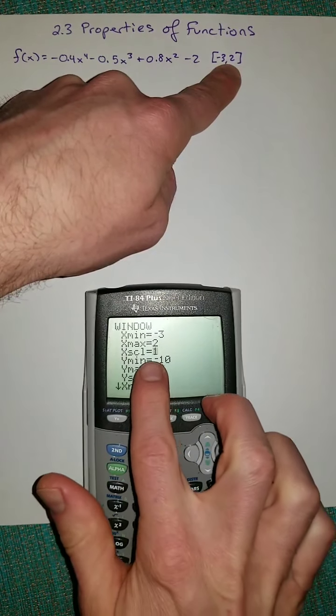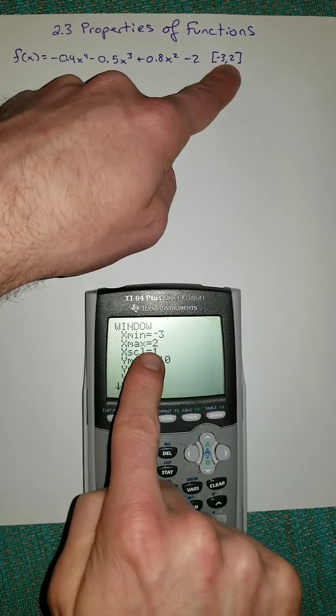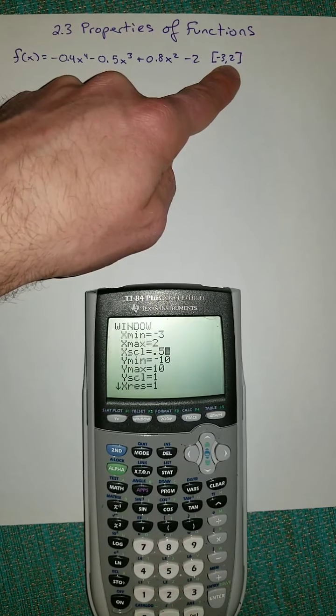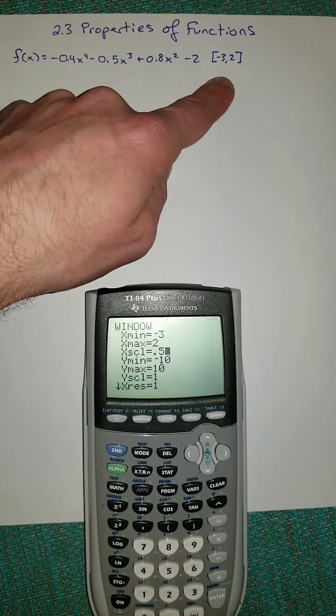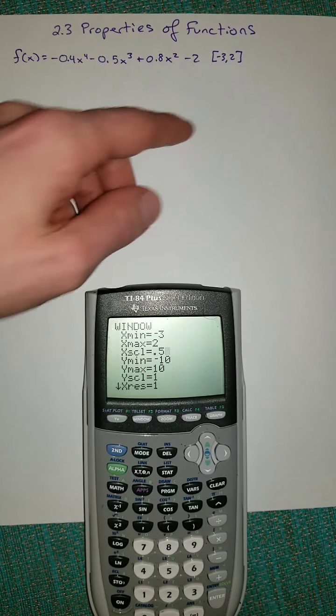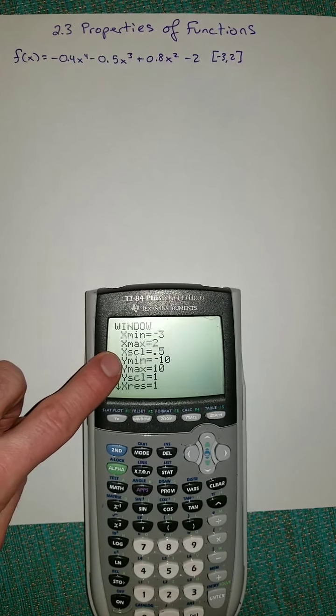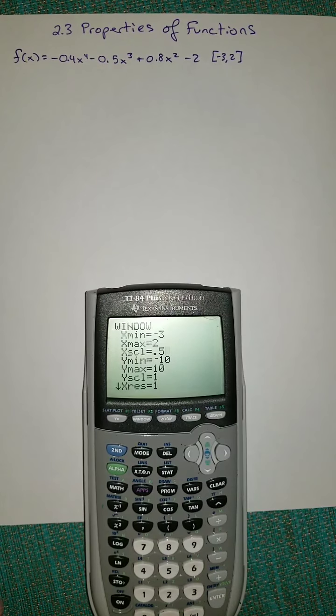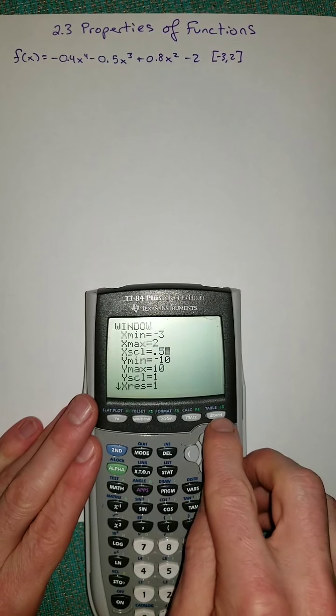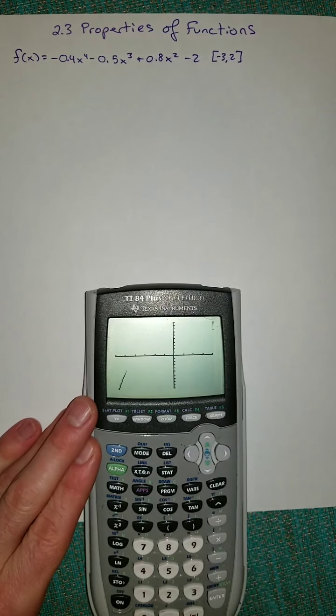For the scale, I could do a scale of 1, but that's really not going to show me much. Maybe I'll go 0.5 just so that I have more tick marks on there. In the y direction, I'm not sure what I'm going to need, so I'm going to leave that for right now, and we can come back and experiment with this. I'm going to hit the graph button so I can go back to the graph.